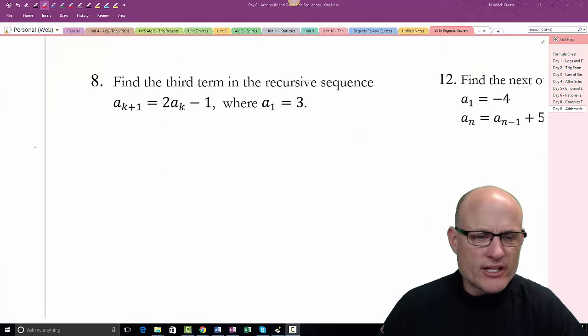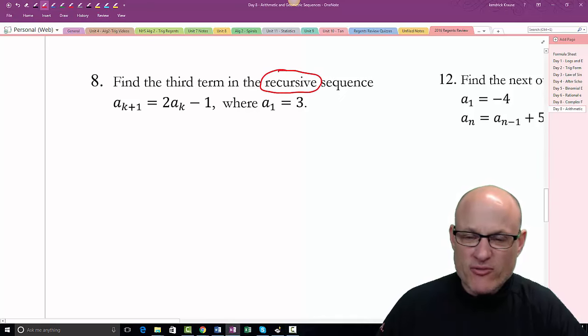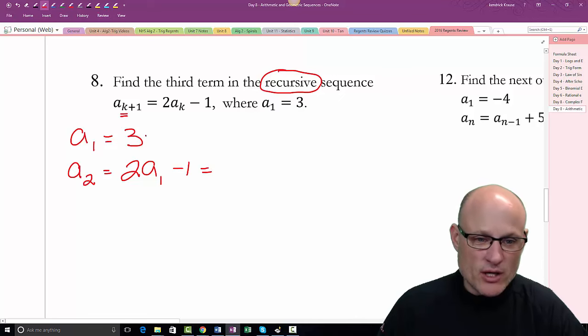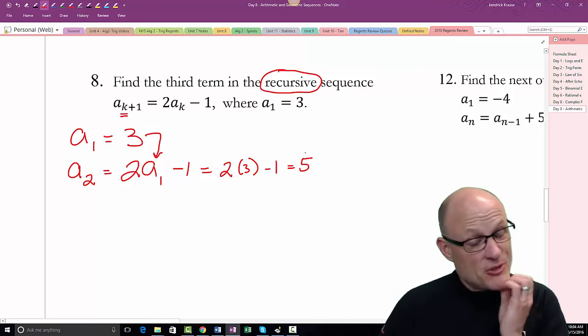Alrighty, I just took a little break, slid back over here to recursion now. Recursive, you're just basically going to follow the sequence. It'll almost always tell you what the first term is. In this case, it's 3. And then for every subsequent term, so this is a sub 2, well, if we've got a sub 2, then k has to be 1. So this would be 2 times a sub 1 minus 1. Well, a sub 1 is just this. So it's really 2 times 3 minus 1, which is 5. Okay, so a sub 2 is 5.